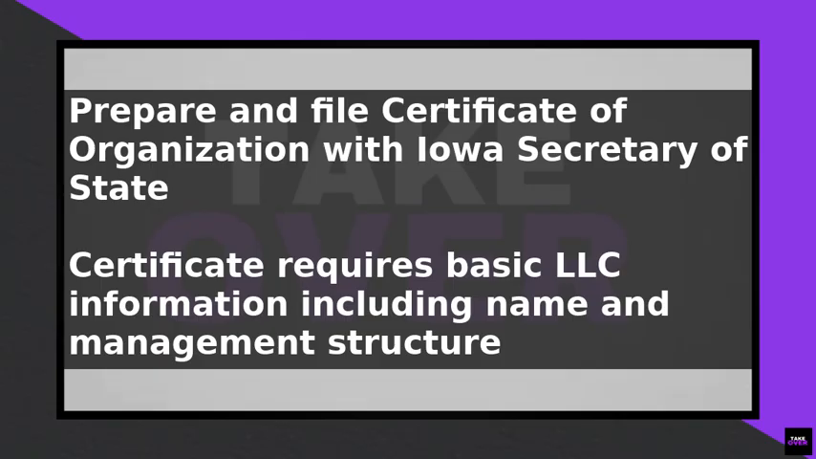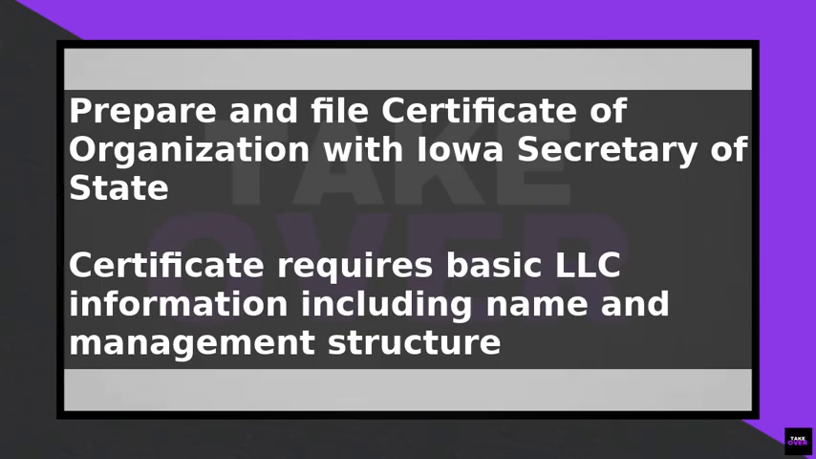Once your LLC is formed, obtain an employer identification number from the IRS, which is required for tax purposes and opening a business bank account. You will also need to open a business bank account to separate your personal and business finances and establish a record of your business transactions.